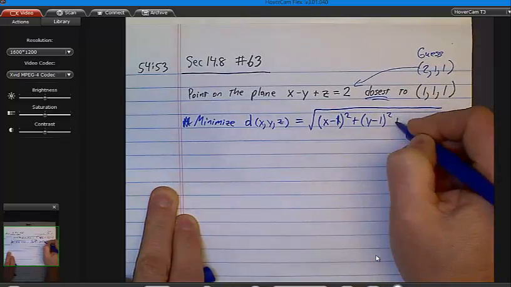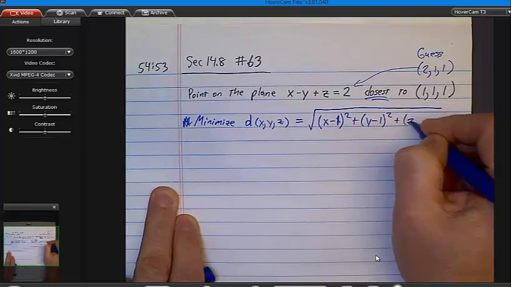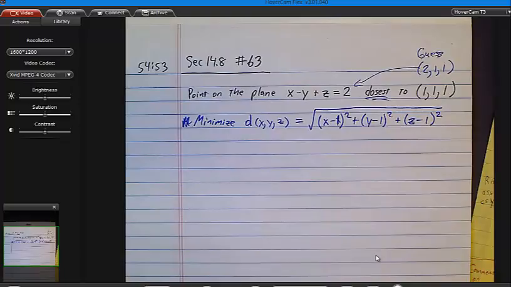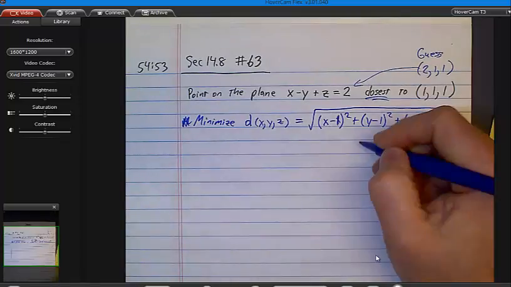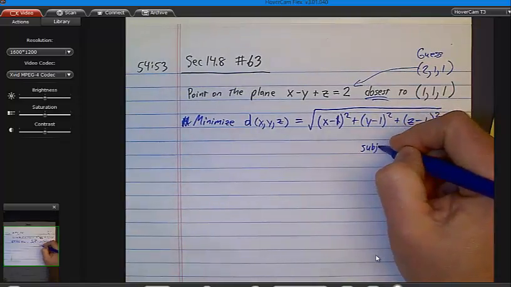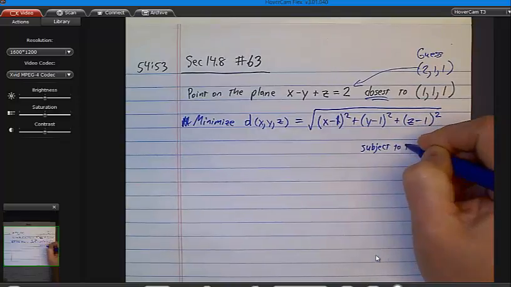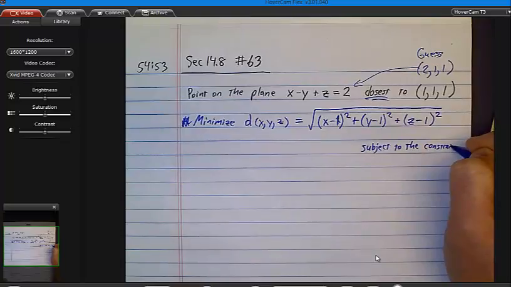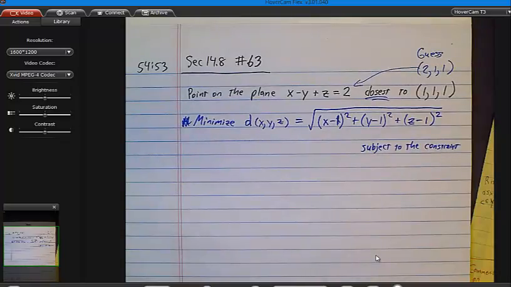See, the distance formula generalizes to 3 dimensions. There it is: (x2 minus x1) squared, (y2 minus y1) squared, (z2 minus z1) squared. Add them together, take the square root, and that's the distance formula. Subject to the constraint. What's the constraint? It has to be in the plane.